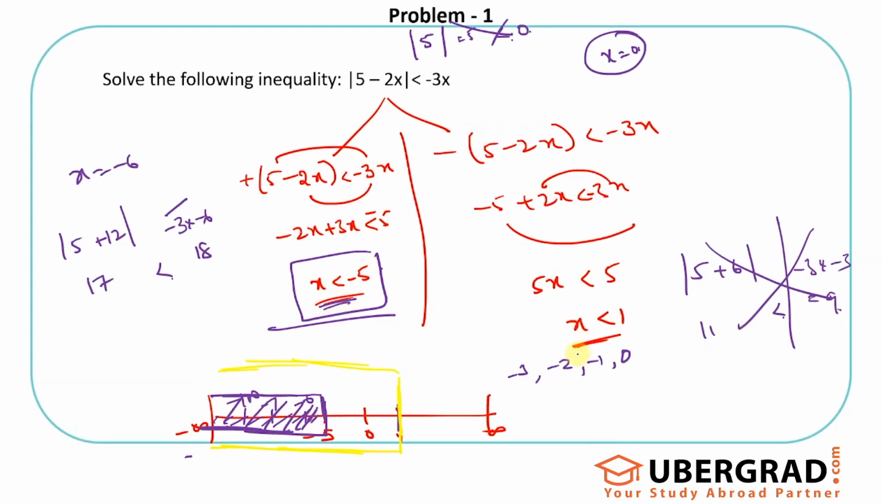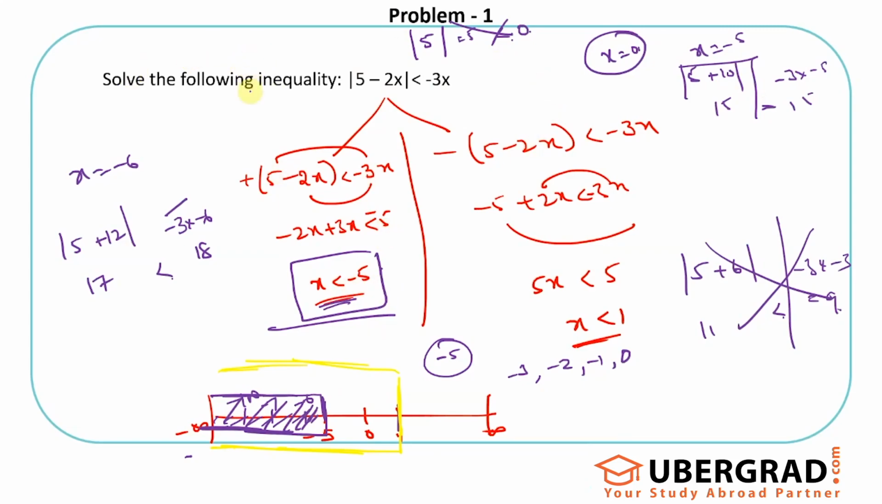I can also check it, as you can see the substitution of values is giving you clearly that these values are not correct. Even if I put minus 5, for example, x is equal to minus 5. Mod of 5 plus 10, you will get 15. This side is also minus 3 into minus 5, which is also 15. They are equal. That's not strictly less than. So again, this is also wrong, right? As you clearly see, x should be less than minus 5 is the answer for this inequality.